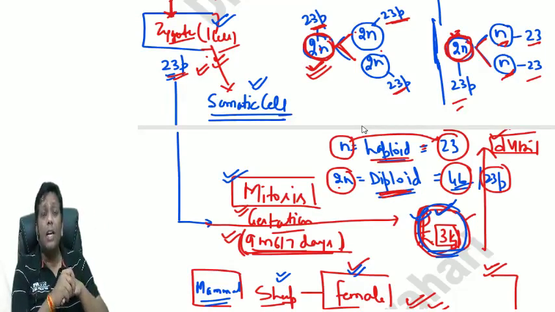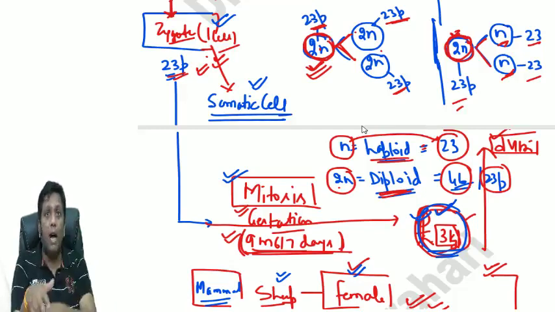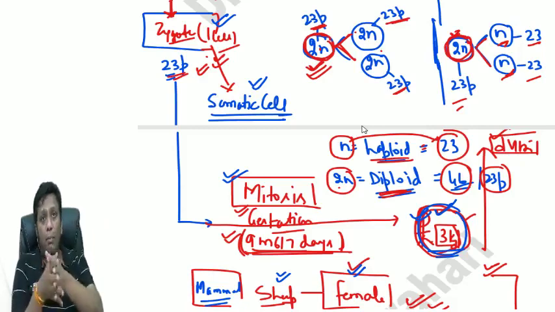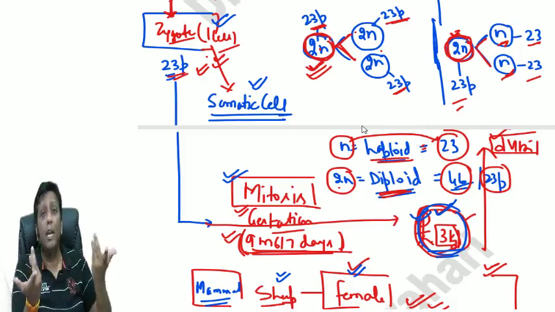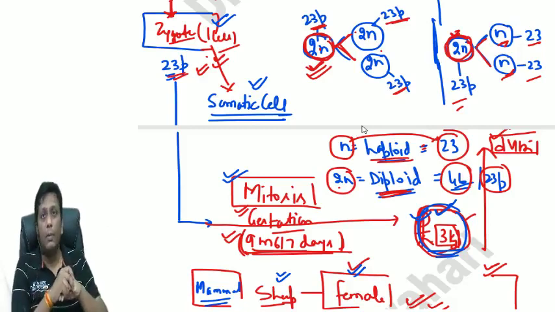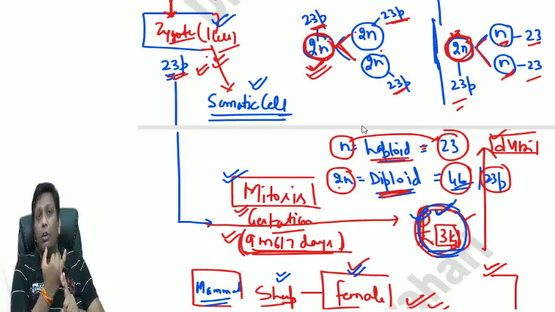If you take a reproductive cell for clone formation, then when division happens, the chromosome number becomes half, because in a reproductive cell the chromosome number is half. 23 pairs become 23. Only a half portion would develop. How can a half portion develop? Not possible.